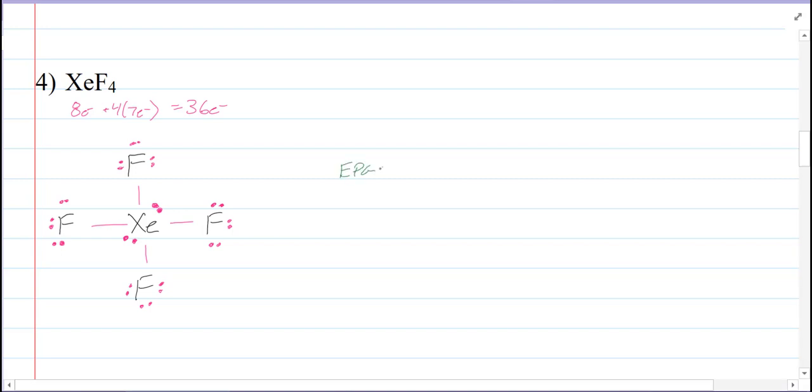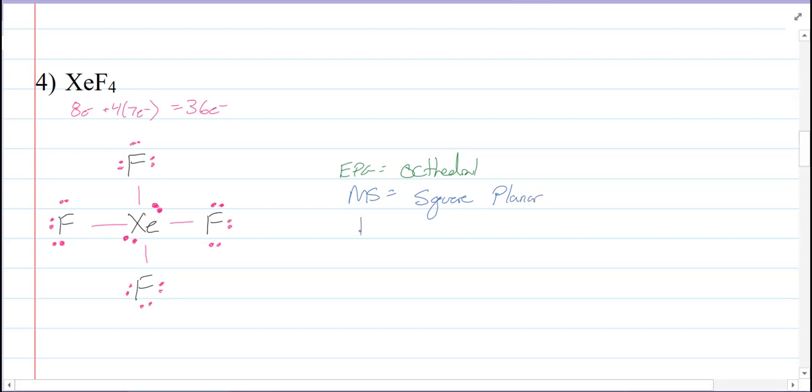Electron pair geometry. Why am I going with it? Well, because fluorine has 8 and xenon can have more than 8. So electron pair geometry would be octahedral. Shape. Well, we have 4 bonds and 2 lone pairs. That's square planar.